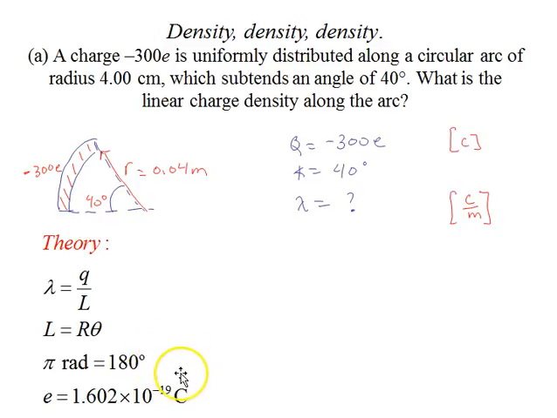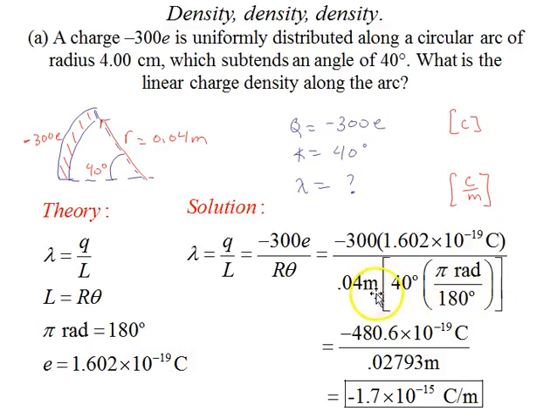And if we want our answer in coulombs per meter, we need to change elementary charges to coulombs. And we can then just plug and play. Lambda is charge per unit length. Our charge, negative 300 elementary charges. Our length, our theta. And plugging in for elementary charge, changing from degrees to radians, we come up with negative 1.7, to 2 significant digits, times 10 to the negative 15 Coulomb per meter distributed along this line.